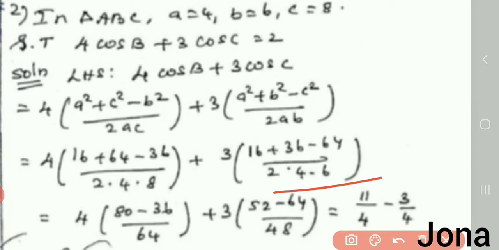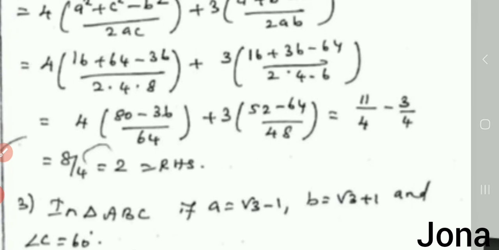And then by simplifying this I got 44 by 16 plus 3 into minus 12 by 48. Then we can cancel and simplify. We have 11 by 4 minus 3 by 4, which is nothing but 8 by 4. 8 by 4 is nothing but 2. So 8 by 4 equal to 2, which is the required answer.